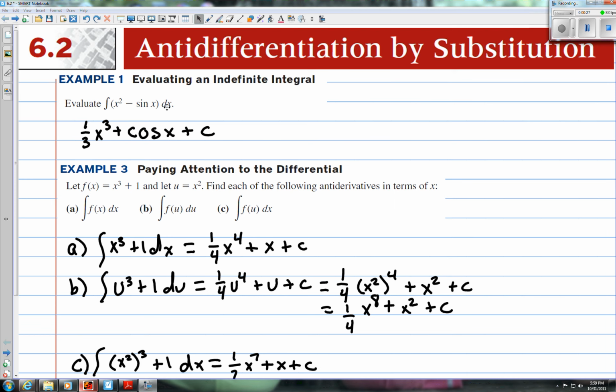We're not integrating over two different values. It's just simply the antiderivative. In example 3, we want to pay attention to the differential. In other words, these are the differentials, dx, du, and dx.